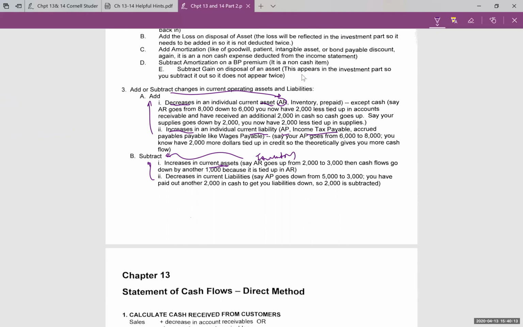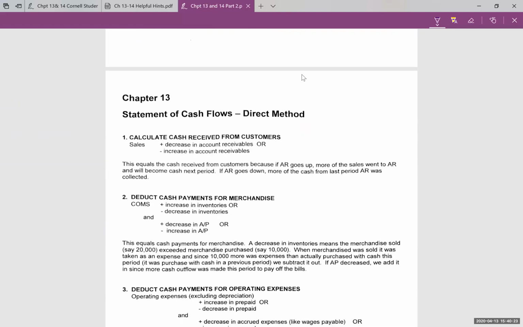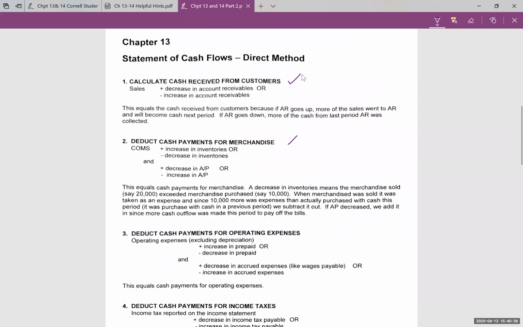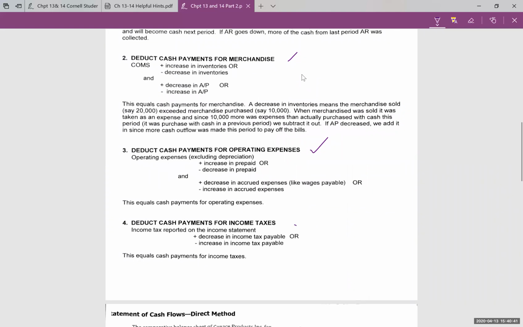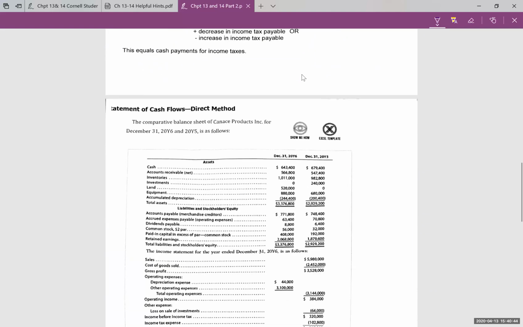So use this to help you. Again, watch the Show Me How videos for this problem, and use this piece of paper and look at the answers to the Set B problems. Also, the statement of cash flows direct method here is a nice key on what's required of that. This is the one where you calculate your cash received from customers, you deduct cash payments for merchandise, deduct cash payments for operating, so on and so forth.